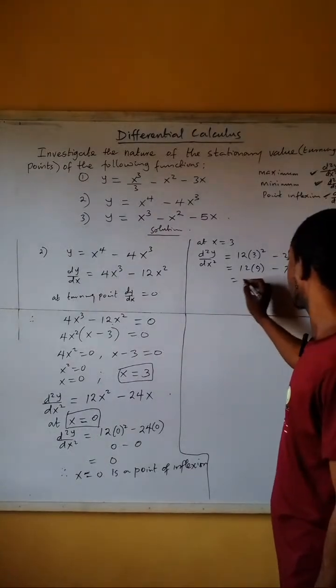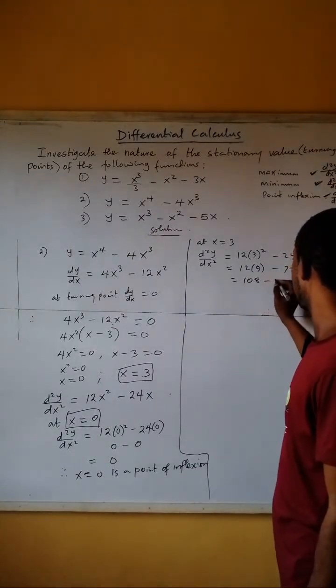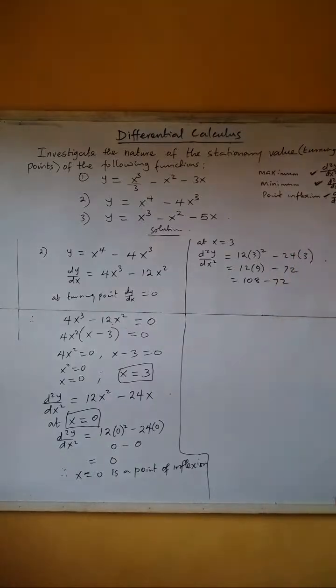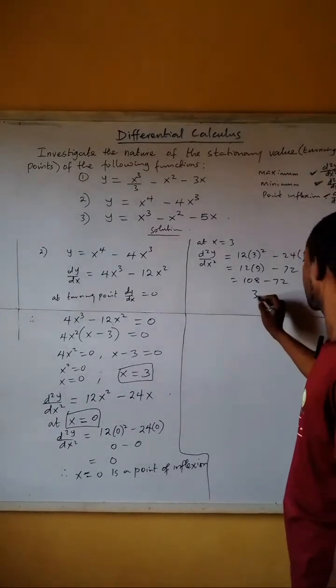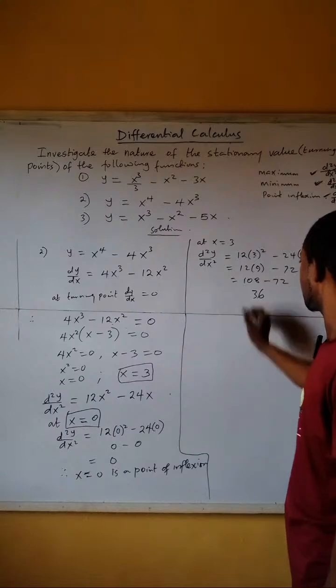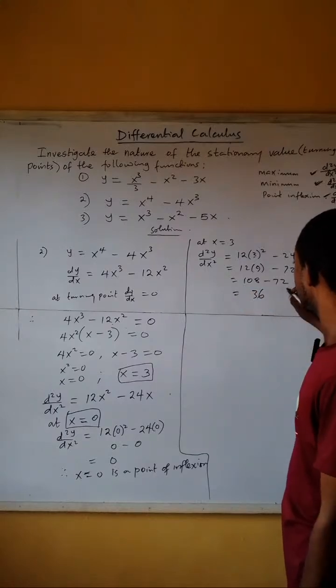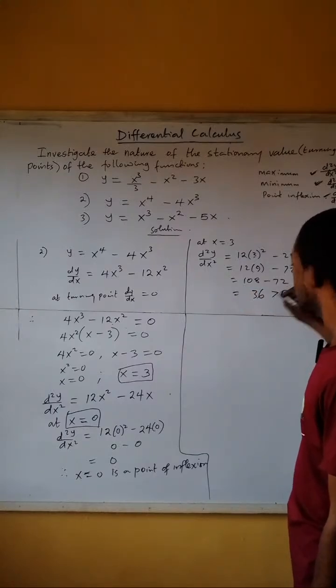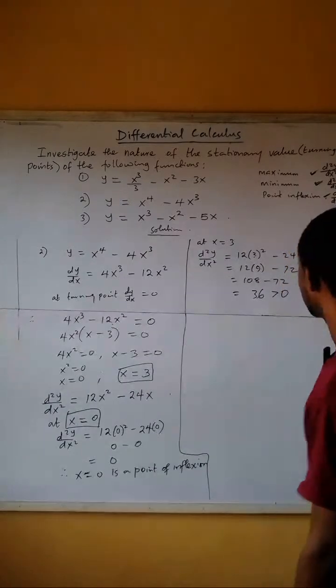108 here, that's 108 minus 72. And when you subtract 72 here, that gives us 36. That is, what we have here now is, of course, greater than 0. So this is greater than 0 here.